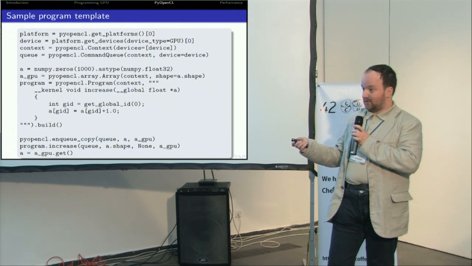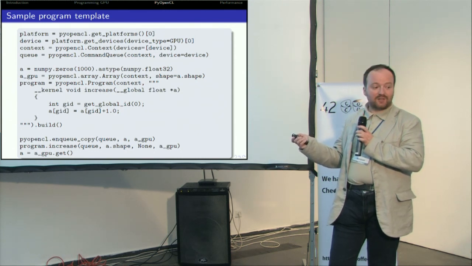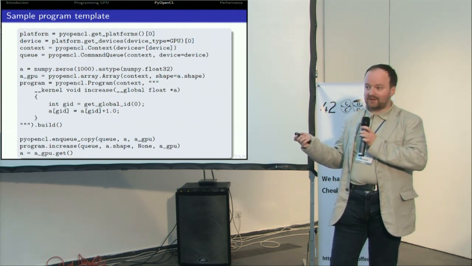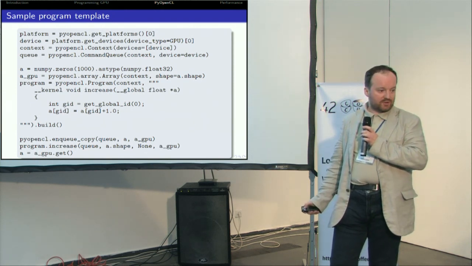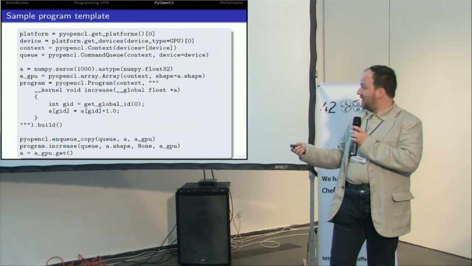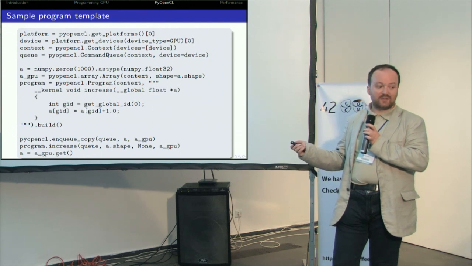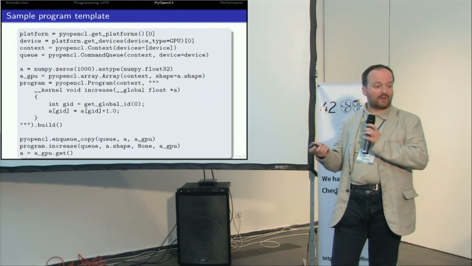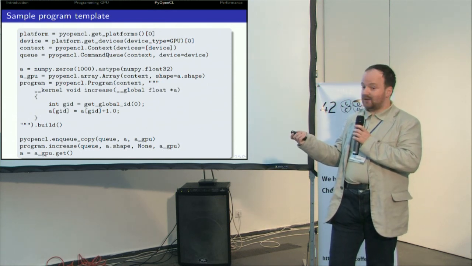Each kernel needs to be void. We inform OpenCL that we are getting data from the global memory. We have similar annotations for the local memory and private memory. And we get the thread number. This zero is the dimensionality. We can have one dimensional, two dimensional. For example, we can have global ID 0 and 1.